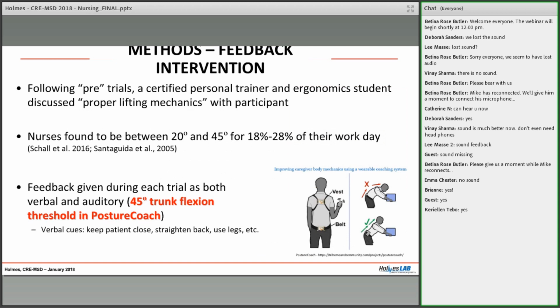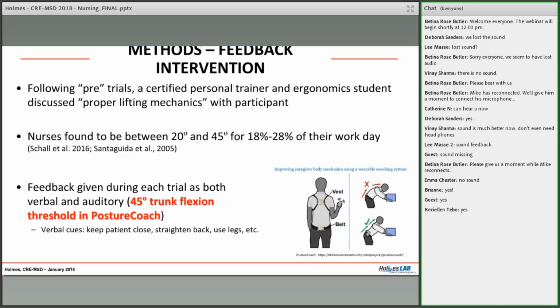So following the pre-trials, we had an ergonomics graduate student and personal trainer discuss what Tilak just went over in terms of proper lifting mechanics. So we used similar images to what Tilak just showed you guys. And we dug into the literature a little bit to make a decision about what our PostureCoach threshold would be for trunk flexion. And in this case, we made a decision as a starting point to go with 45 degrees of trunk flexion. So in this case, when participants would flex their spine or their trunk greater than 45 degrees, the PostureCoach system would provide feedback to them.